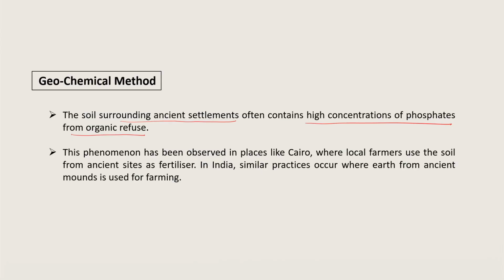So, phosphate analysis is important to clarify the proper settlement of a particular site. This phenomenon has been observed in places like Cairo, where local farmers use the soil from ancient sites as fertilizer. In India, a similar practice occurs where earth from ancient mounds is used for farming.